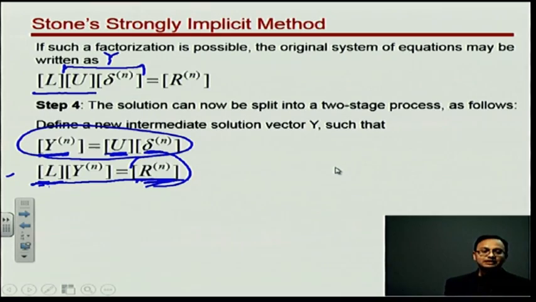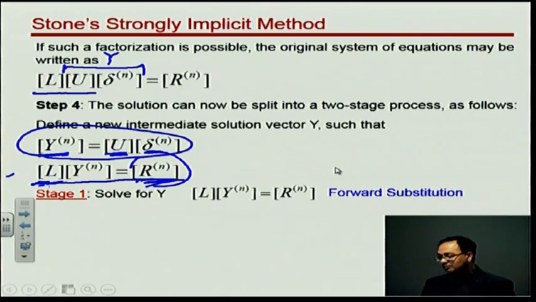So the solution has been broken up into two stages. First stage, I would solve L times Y equal to R, get my Y, plug that into the second equation, solve for U times delta equal to Y, get my delta. Once I get my delta, I have my change, I add it to my previous phi, and I move on to the next iteration. Now, why would that be better than just solving for A times delta equal to R?